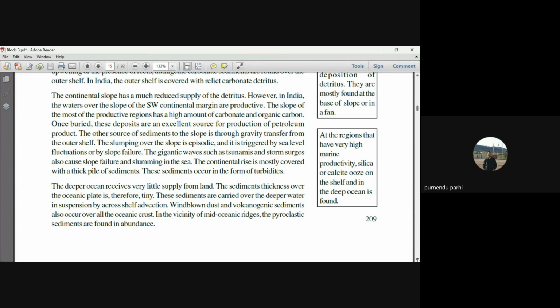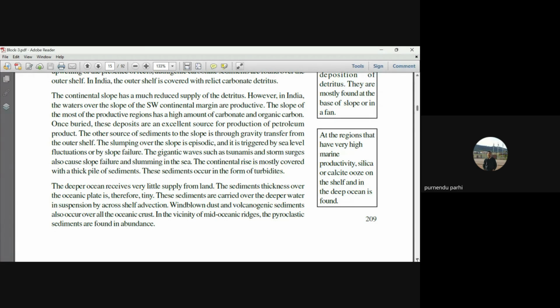The slumping over the slope is episodic and it is triggered by sea level fluctuation or slope failure. The gigantic waves, such as tsunami and storm surges, also cause slope failure and slumping in the sea. The continental rise is mostly covered with a thick pile of sediments. These sediments occur in the form of turbidites.